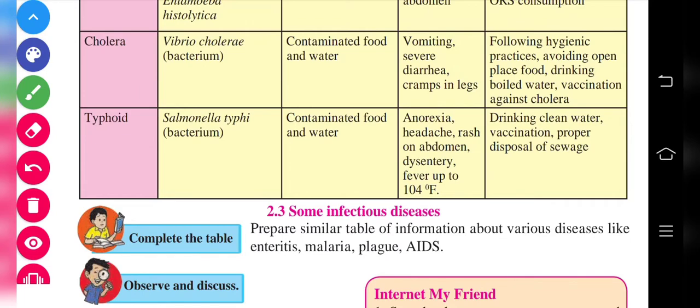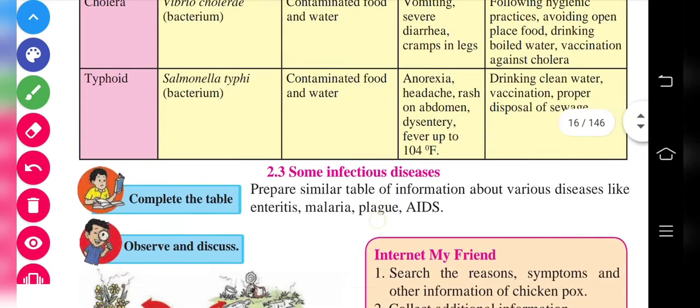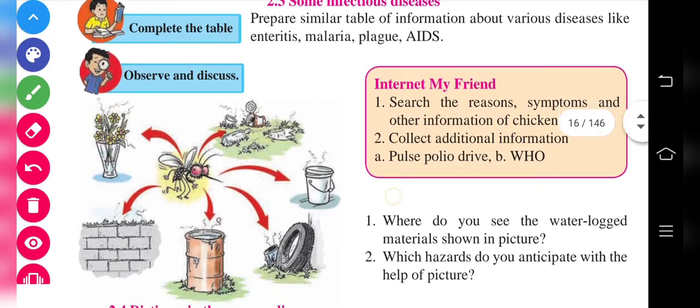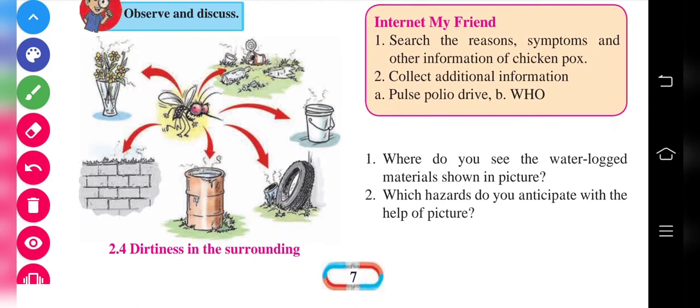After that, observe the picture. Where do you see waterlogged material in the picture? These are open places, either garbage or non-used land. These are the dustbins. Look at the picture. What do you anticipate with the help of this picture? Disturbance in the surroundings.